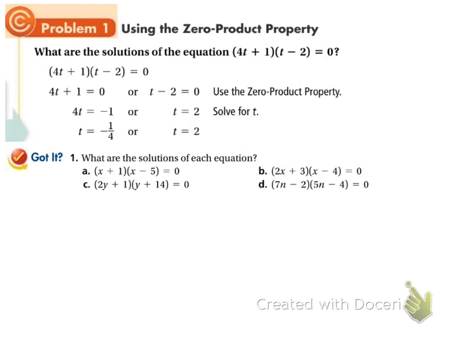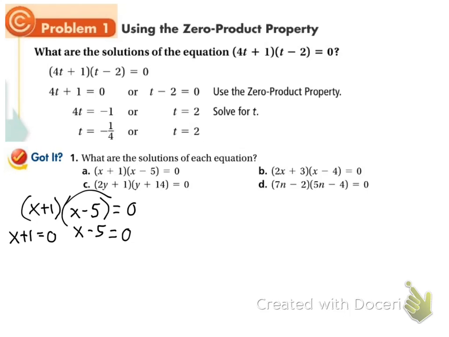So let's look at A. We've got x plus 1 times x minus 5, and it equals 0. Since they're multiplying and it equals 0, one of them has to be equal to 0. So we set up two equations: x plus 1 equals 0, and x minus 5 equals 0. I set each equal to 0 and solve. Minus 1, x is equal to negative 1. Plus 5, x is equal to 5. So those are my two solutions.